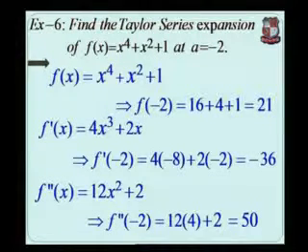f''(-2) is equal to x² is there, so (-2)² is plus 4, so 12 multiplied by 4 is 48, plus 2, result 50. Okay, so in this one f(-2) is equal to 21, f'(-2) is equal to -36, f''(-2) is equal to 50. Okay, but the power of x is 4 here, so we find out up to the fourth derivative.